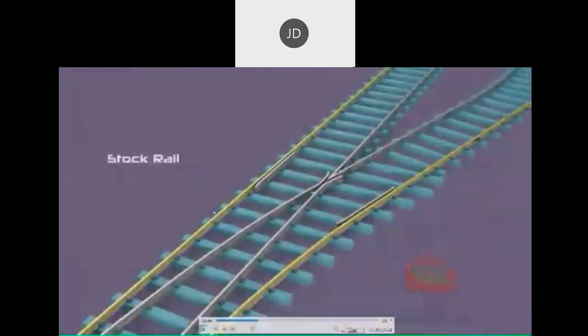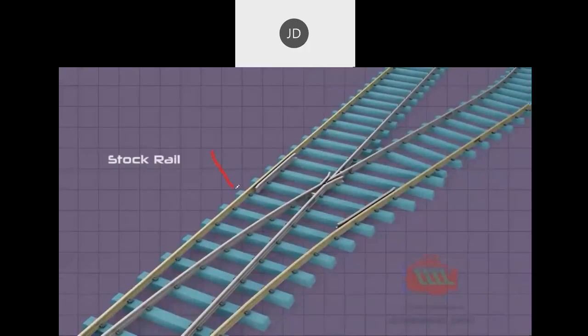So basically that outer rail is known as the stock rail. This one and this one, basically, are defined as the stock rail. Regarding the stock rail, we have already discussed, right? They are basically running rails immediately alongside the switch rail.